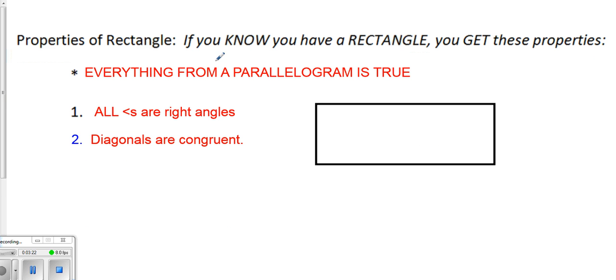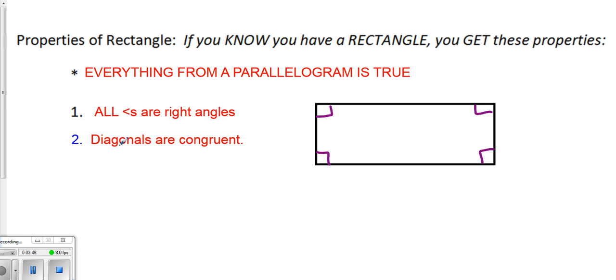Continuing on from there, if we know we have a rectangle, we get all of these properties. Everything from a parallelogram is true. So if you want, we can take the time and draw every single one of those pieces in. The only new pieces are that all angles are right angles. So I can draw this here and this here. Right angle, right angle. All of these are right angles.